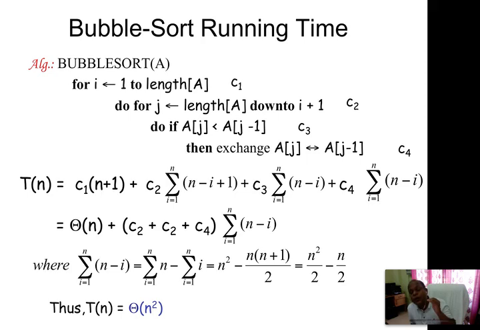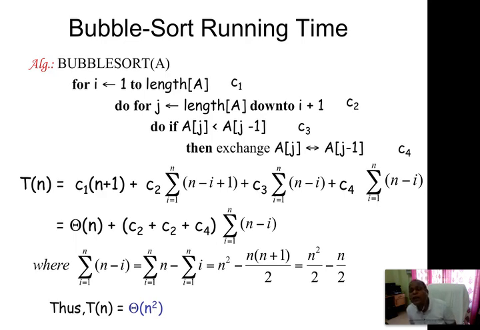Now suppose each time it runs, every execution of these instructions will take C1, C2, C3, C4 time. The question is how many times each instruction will run. For C1, how many times will the for I is equal to 1 to length of A loop run? It will run from 1 to length of A, that means n times it will enter the loop, but the n plus 1 th time it will exit the loop. Hence T n will be C1 into n plus 1.